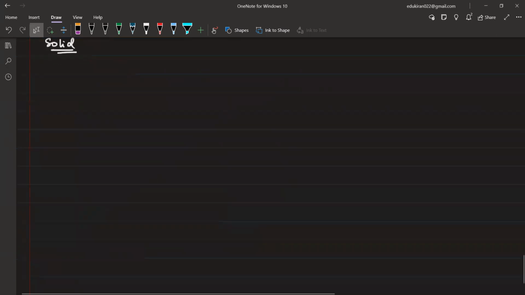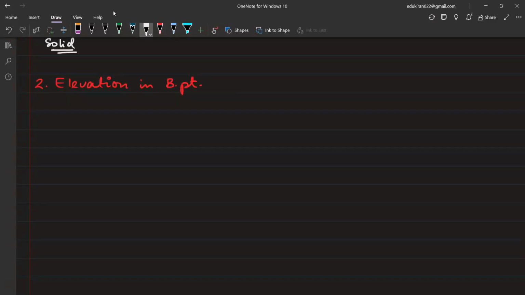Right, next. Elevation in boiling point. Second, colligative properties, elevation in boiling point. First of all, we'll understand why this elevation happens in the boiling point, and then we will look at the complete formula and everything. Now, please remember what we are adding. We are adding a solid solute. Don't write anything after this.